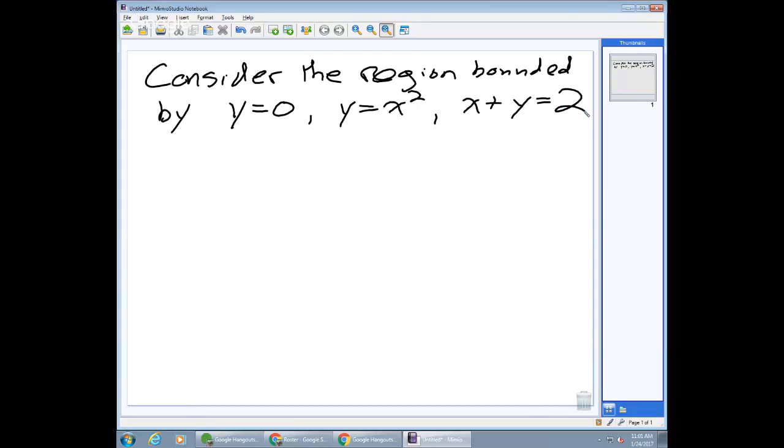All right, so make a sketch of those curves, those functions near the origin, and take a look at the region we're going to try and find the area of. I'm going to try a couple different things on it.